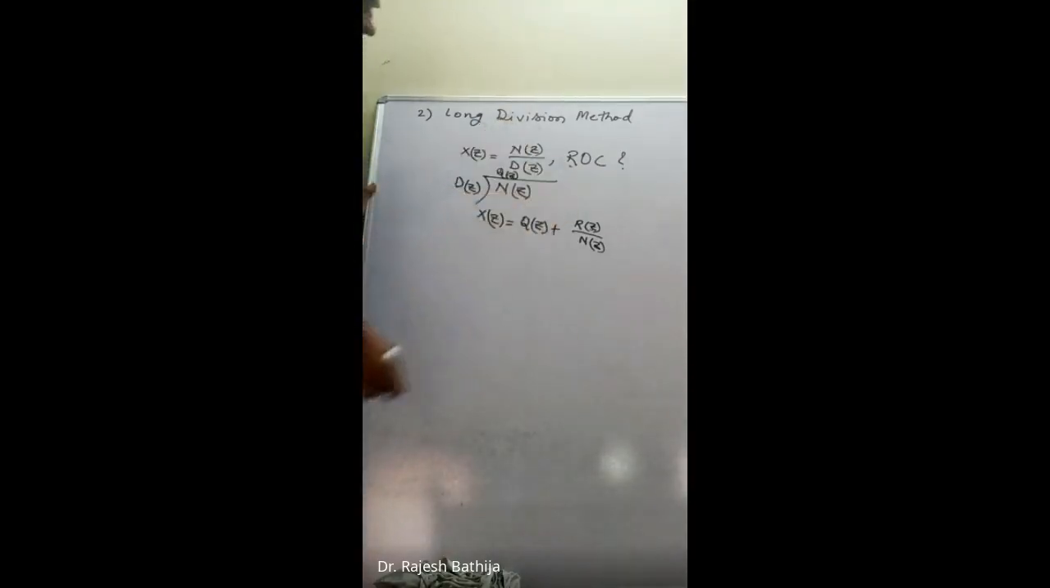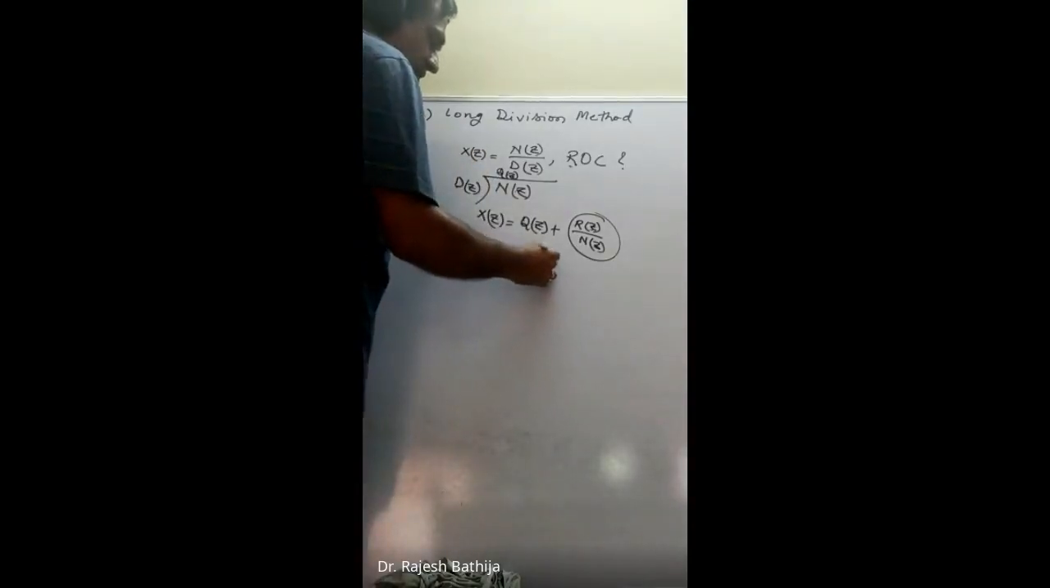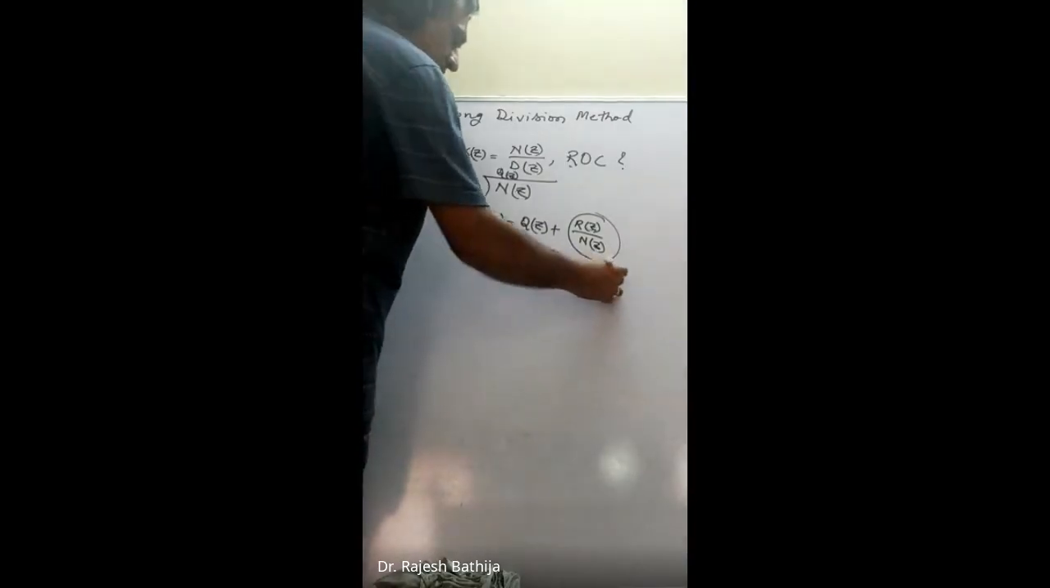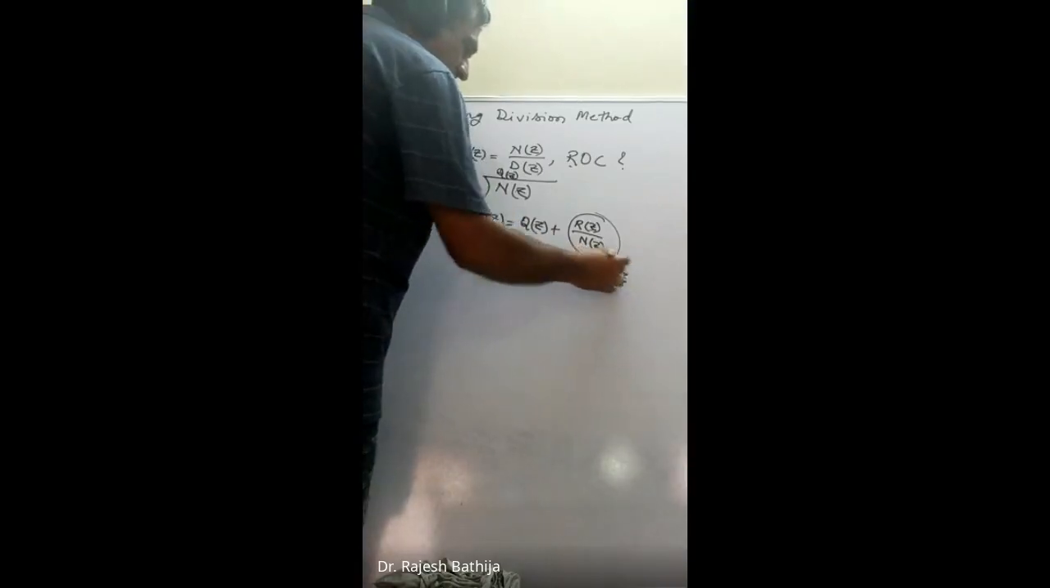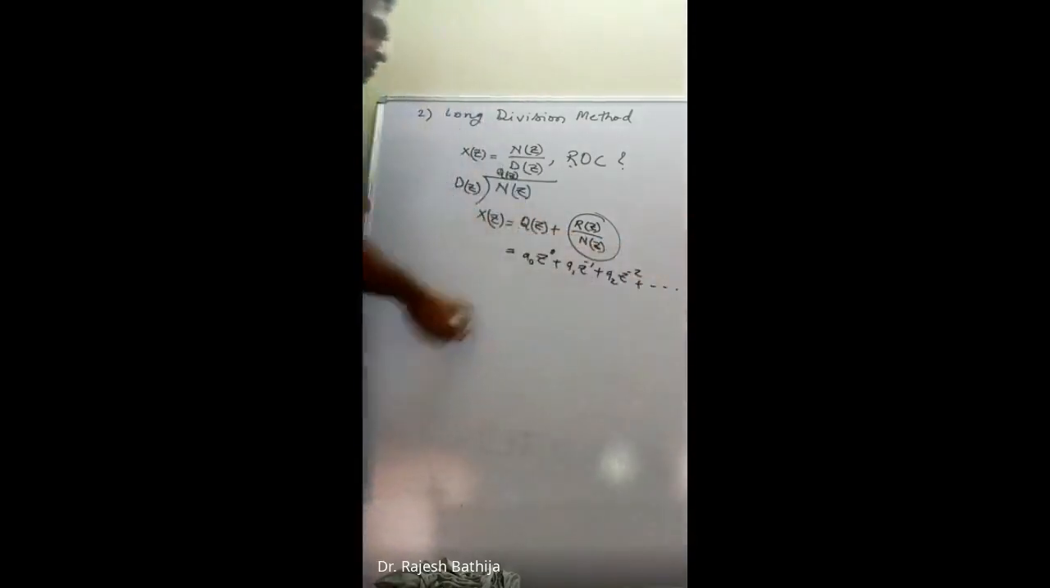Sometimes it happens because we are considering Laplace and z both simultaneously. So we write x of z equal to q of z plus remainder of z divided by n of z, and again we divide this remainder of z by n of z until we get a power series here. The power series is the same as in the first method, a function of a0 z to the power 0 plus a1 z to the power 1 plus a2 z to the power minus 1 and so on. Positive and negative both powers will be there, right?